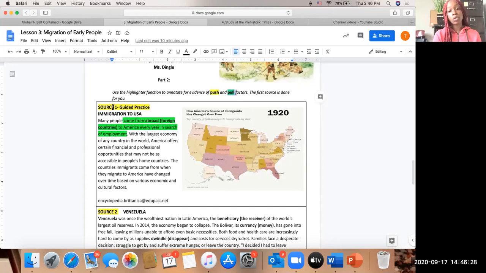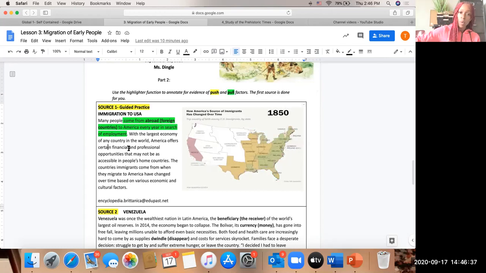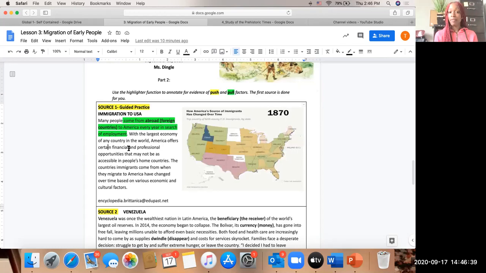All right, so let's do the first one together. I'm just going to read the little source here. If I come across a push factor, something that is pushing me away, I'm going to highlight it yellow. If I come across something that's a pull factor, something inviting me in, I'm going to highlight it green for go. So let's do the first one together so you know exactly what to do for source 2. Source 1 will be done for you in your worksheet. So don't think that it's just here in the video. It's also already done for you in your own worksheet, so you can use that as help.